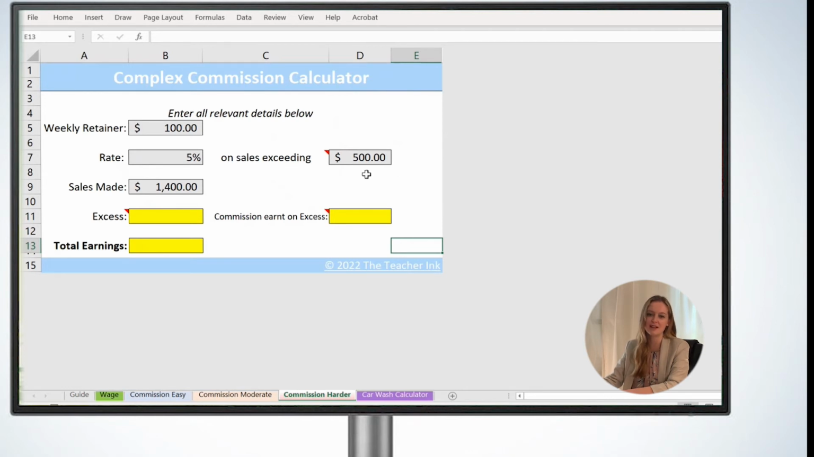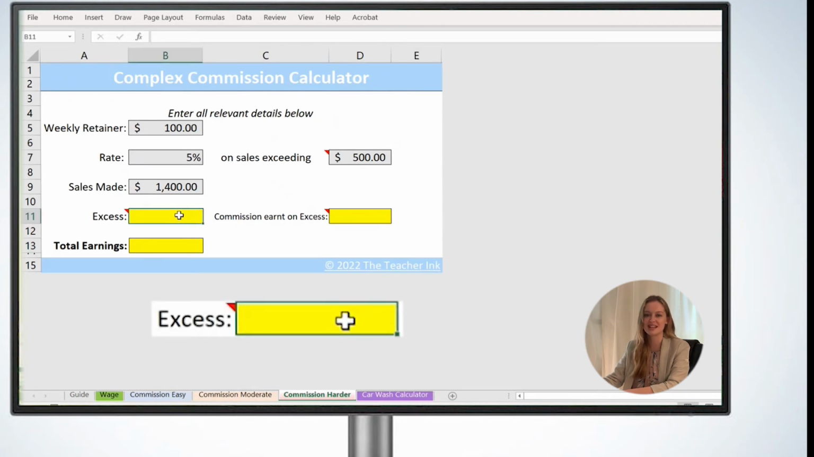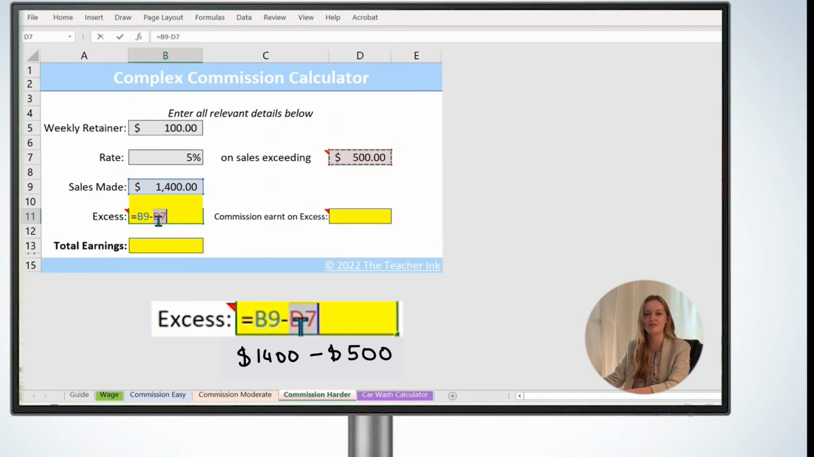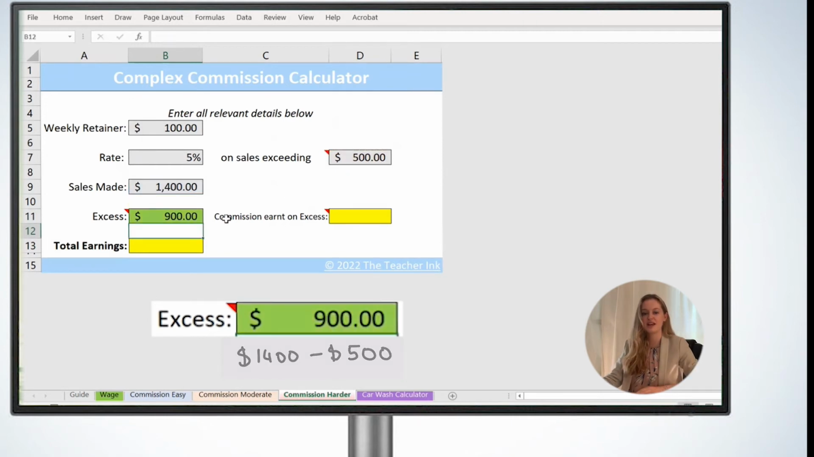Now if we think carefully about this, that means I'm only earning a commission on $900 of those sales, remembering that I don't earn anything under the first $500. This $900 represents the excess between my commission threshold, $500, and my sales made, which is $1,400. So we would need to construct a formula that will calculate that excess. The formula should be $1,400 minus $500, which is B9 minus D7. Hit enter and let's check that I get $900.